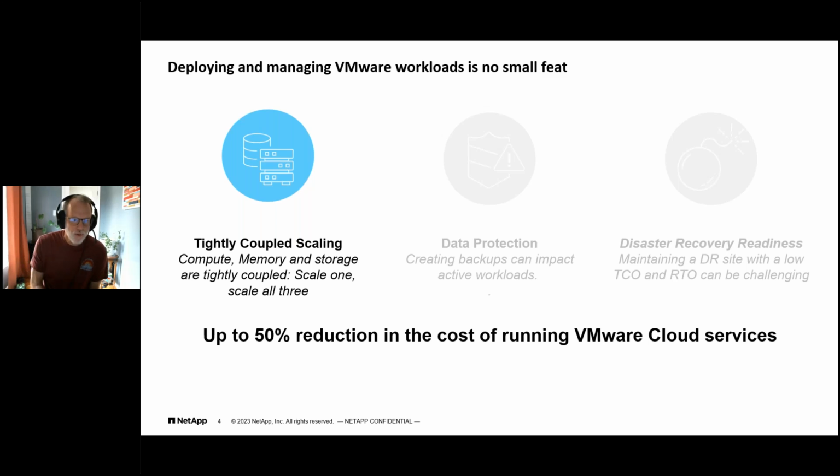And VMware is great and provides that easy integration to the cloud, but we can lower these costs. So Amazon FSx for NetApp ONTAP can lower these costs by offering a way to decouple compute and storage from VMware Cloud on AWS deployments. So in our webinar today, we'll demonstrate how FSx for ONTAP can help you save up to 50% of your cost running your VMware Cloud service.